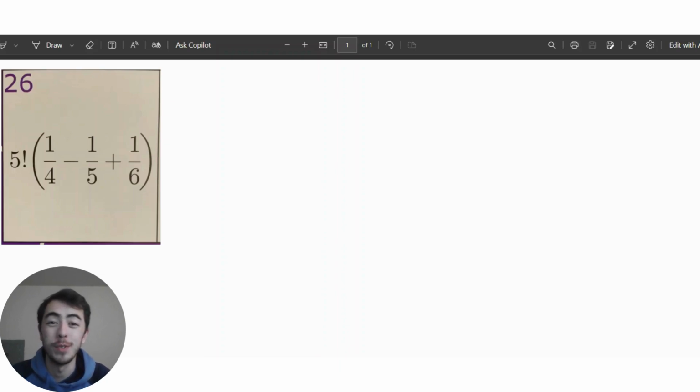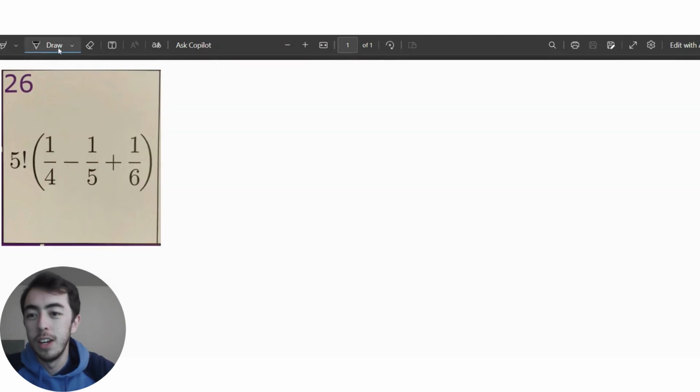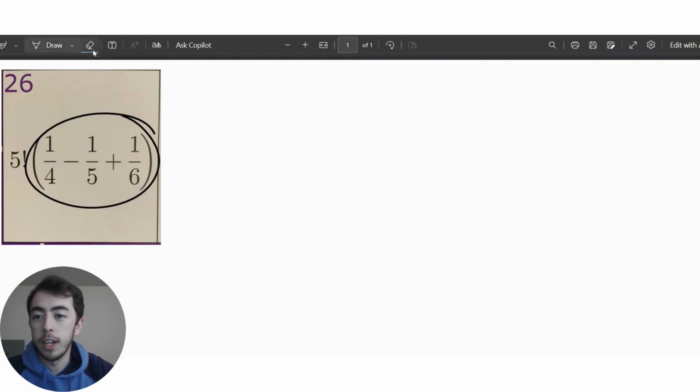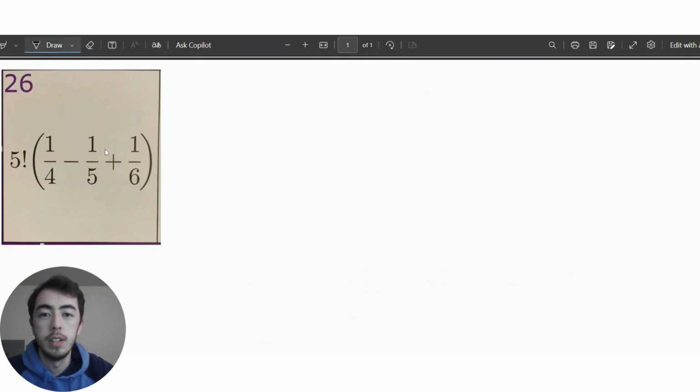Today is January 26th, and we have the 26th problem from this Daily Epsilon calendar to solve today. Alrighty, let's try it out. So it looks like it's another arithmetic problem, kind of like yesterday, and I have a 5 factorial multiplied by some fractions being added and subtracted. Once I do all of this math, apparently the answer is supposed to be 26.